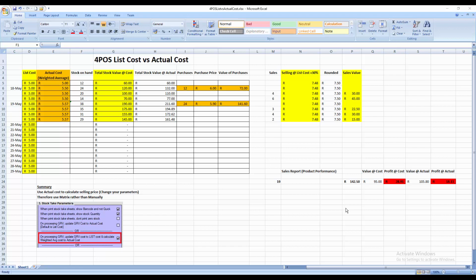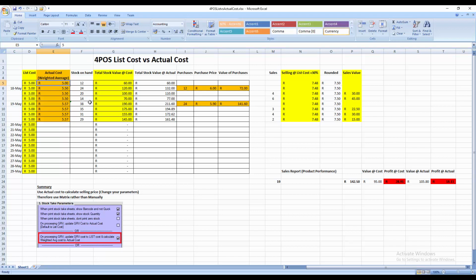Okay, so let's try and understand properly 4POS list cost versus actual cost. In the 4POS system, some of you would have noticed, and hopefully everybody has, that we store a list cost and an actual cost value for a product. Now first of all, the list cost itself would be excluding VAT. So if you're not registered for VAT, that will obviously mean in your case that it will be the price that you pay the supplier plus the VAT that they charge you. So that won't be a list cost excluding VAT in your case. It will be inclusive of the VAT because you can't claim it back.